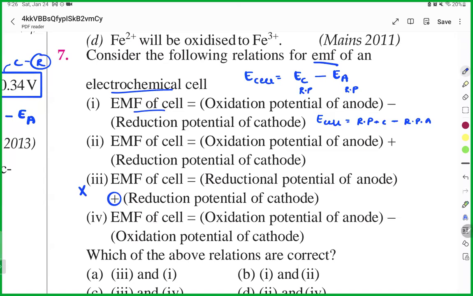Got it? Now, if you convert the reduction potential of anode into oxidation potential, it will become negative, and negative negative will be positive. So it will be reduction potential of cathode plus oxidation potential of anode. Do you have this option? Plus sign, oxidation and reduction. So two will be definitely there. Any doubt, guys?